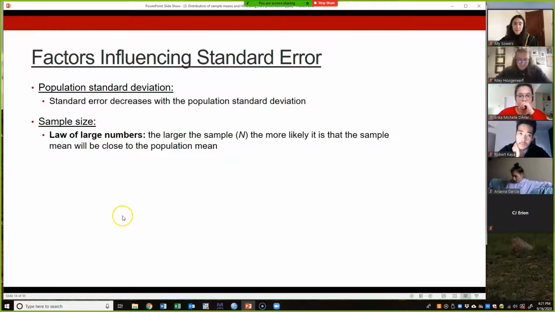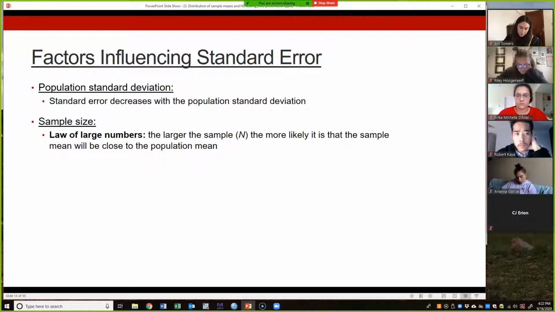Okay, so things that impact our standard error. One, population standard deviation. If whatever I'm measuring has more variability, people tend to be more different, versus something else where people tend to be more the same. Population standard deviation will impact it. As population standard deviation decreases, standard error will decrease. But that's trivial relative to your sample size.